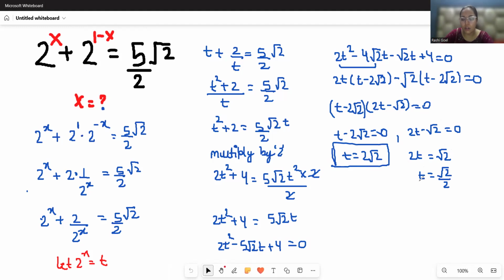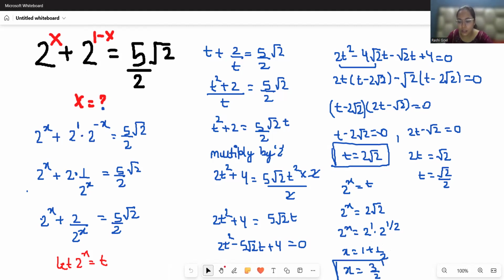Now let's recall the value of t. We took the substitution 2^x = t. So first case, 2^x = 2√2. Now we can write this as 2^x = 2^1 times 2^(1/2). Now if we compare, we can write x = 1 + 1/2. So x = 3/2 from this case.